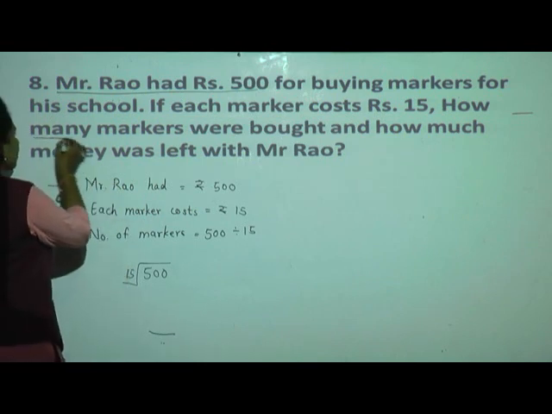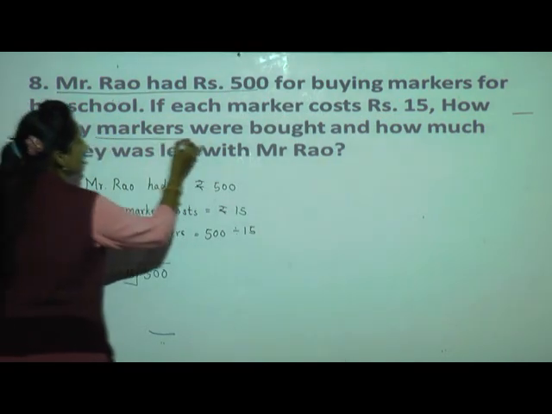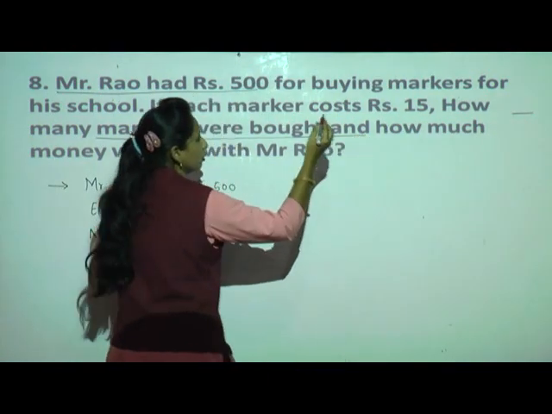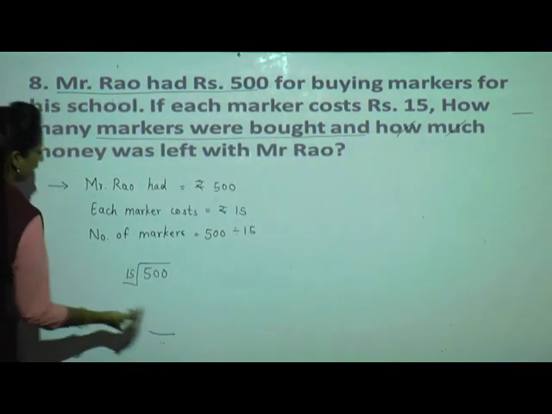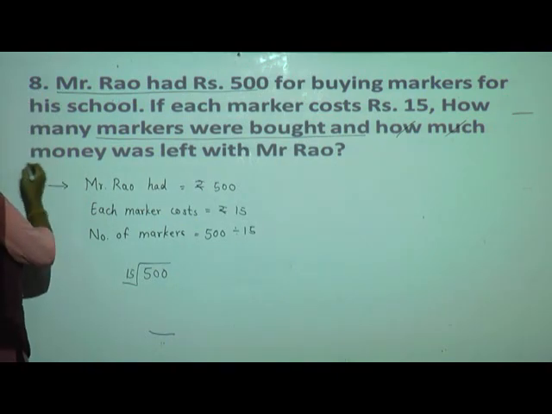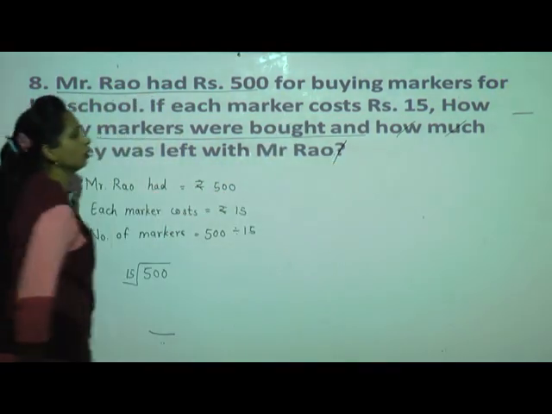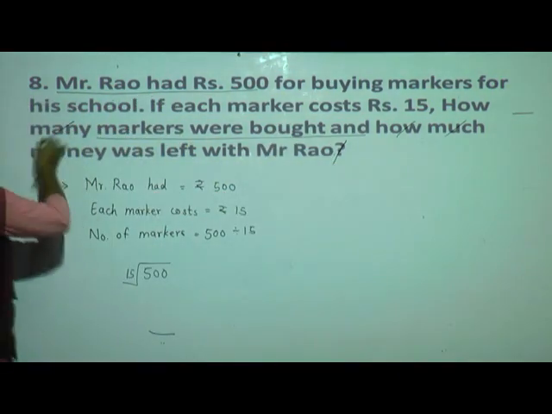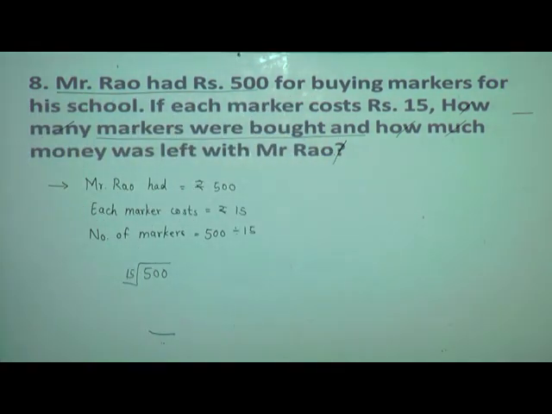How many markers were brought? So how many? Don't write. So what you will write? The dash dash markers were brought and you will cancel how much and whatever is remaining amount will come, that dash dash money was left with Mr. Rao, full stop. Don't write question mark. Got it? Understood? Clear, students? Yes? Clear? We'll go to the next question.